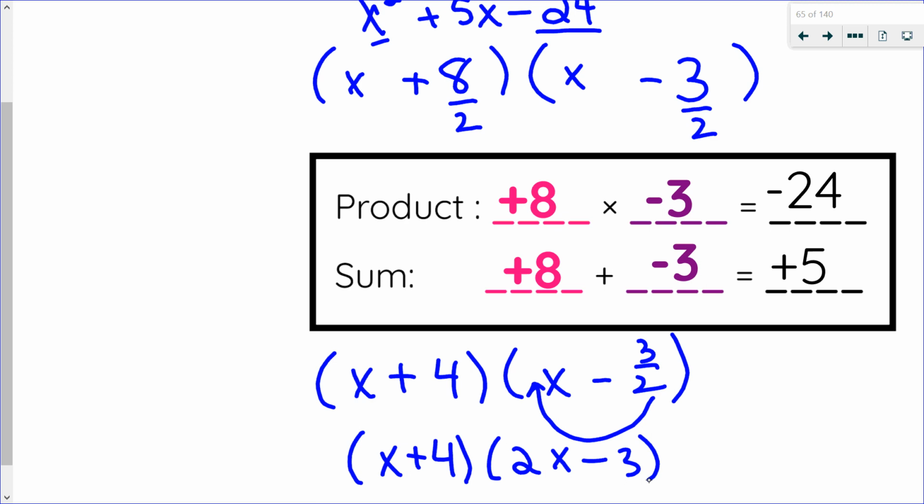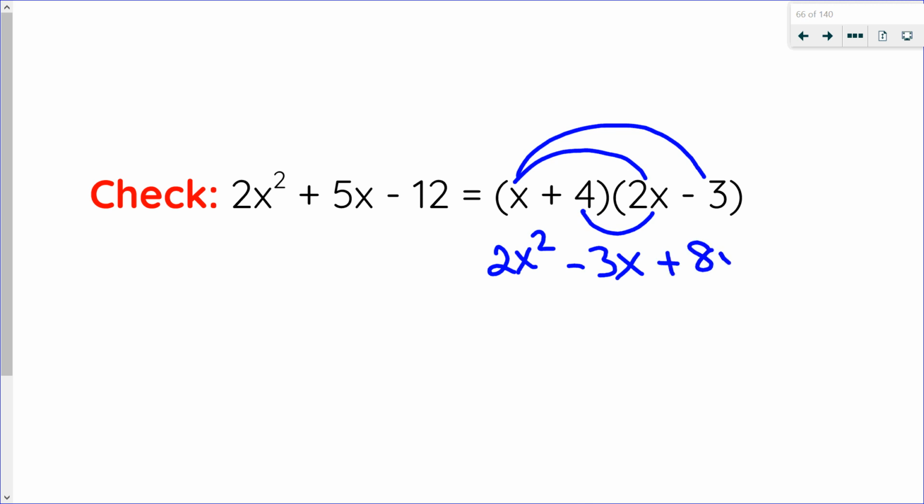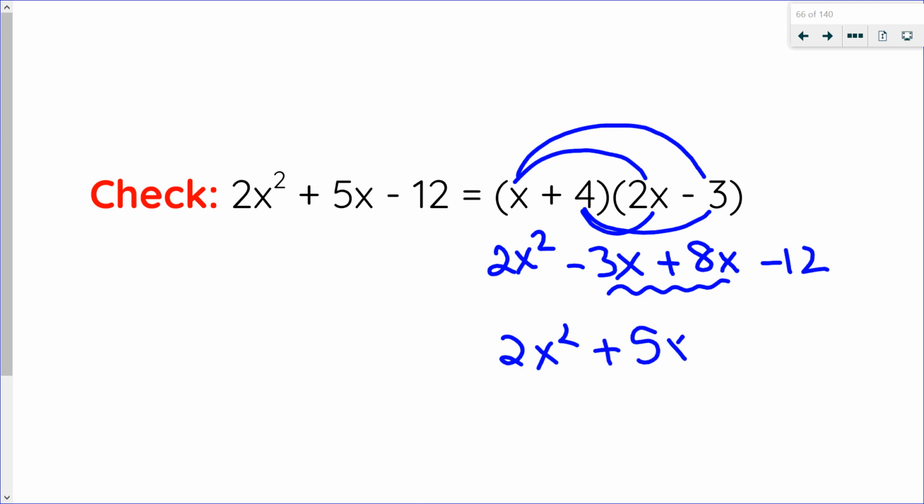Now let's check that using the distributive property. So what I want to check is, does 2x squared plus 5x minus 12 in fact factor as x plus 4, 2x minus 3? So I'm going to take my first number and I'm going to multiply it by the 2x. So x times 2x is 2x squared. X times negative 3 is negative 3x. 4 times 2x is 8x. And 4 times negative 3 is negative 12. So just group my like terms in the middle. I have 2x squared. Negative 3x and 8x is 5x, and then minus 12. So since that is what I started with, I know that my factors are correct.